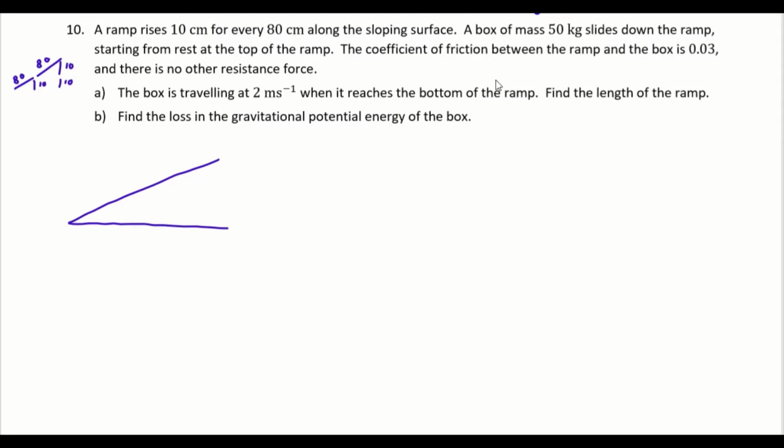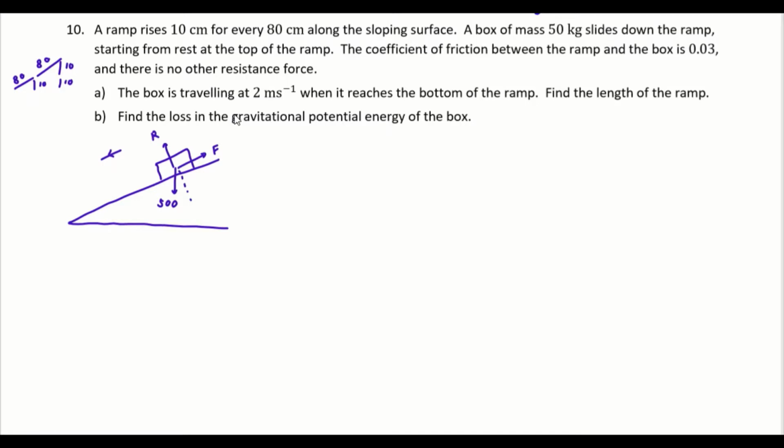Okay, so a box of mass 50 kg, which is 500 Newton for the weight, slides down the ramp starting from rest at the top of the ramp. The coefficient of friction between the ramp and the box is 0.03. So for this question there's friction involved. Since the motion is sloping down, the friction is going up. There's no other resistance force, so this will be the case. So R, and then we have this.